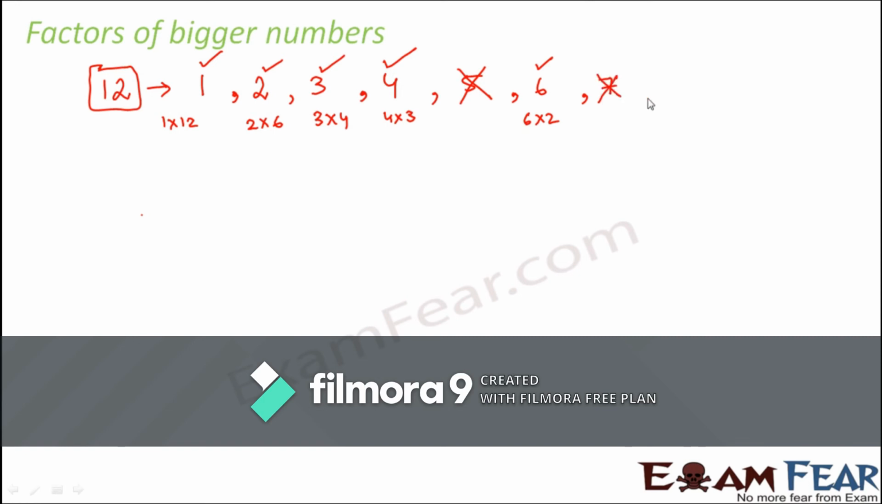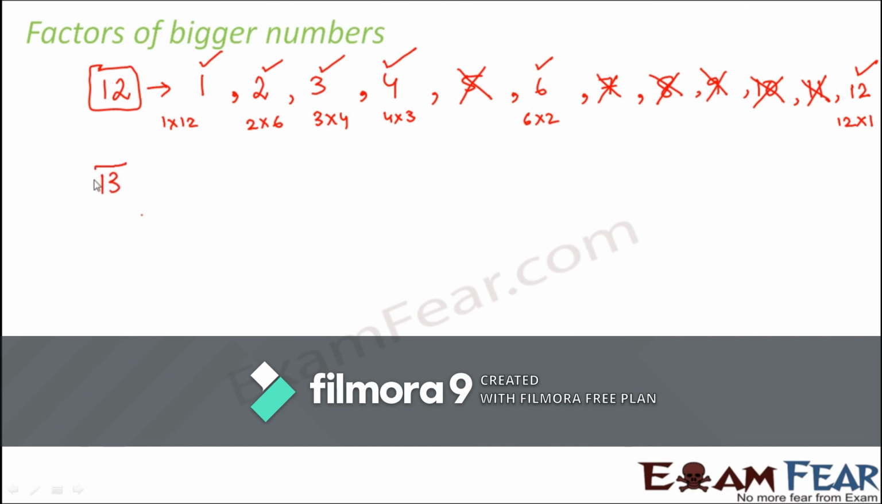What about 7? No, 7 is not a factor. 8, no. 9, no. 10, no. What about 11? No. What about 12? Yes, 12 again is a factor because 12 into 1 is 12. So this way we see. Now why didn't we go beyond 12? Because we know that a factor of a number is either equal to or less than that number. So factor of 12 can either be equal to 12 or less than 12. It cannot be greater than 12. So we went only up to 12. So what did we find? We find that 1, 2, 3, 4, 6 and 12 are the factors of the number 12.